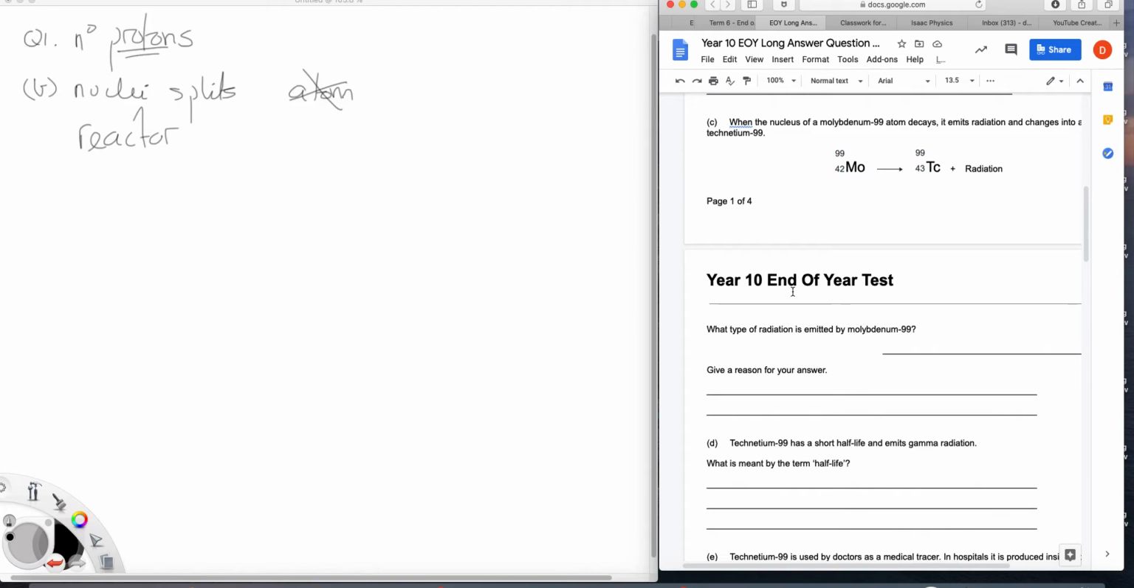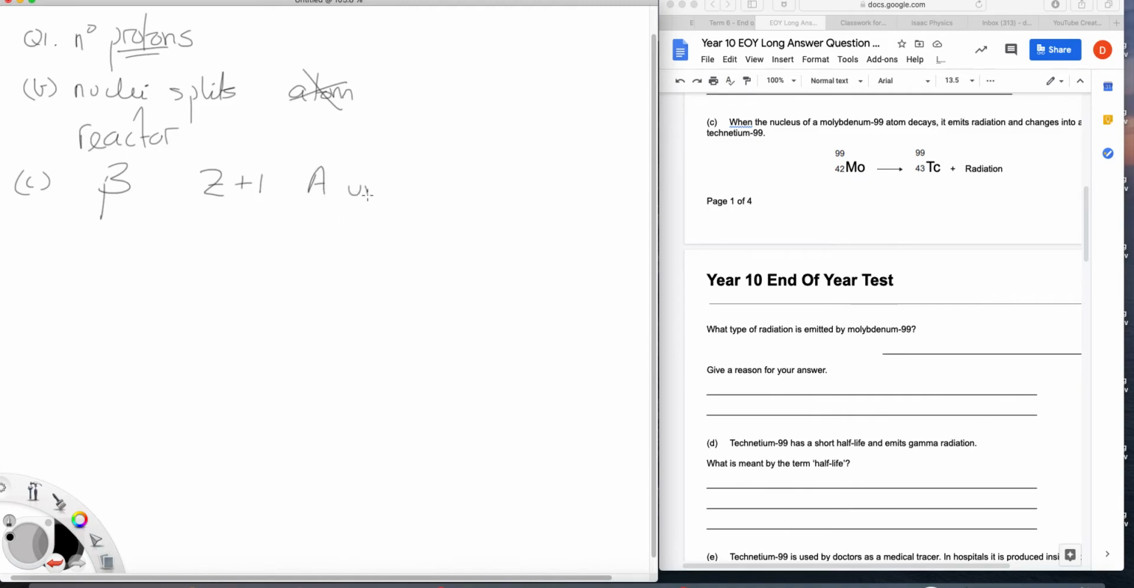And we're asked what kind of radiation? Well, we see that the mass number hasn't changed. So it could be beta, it could be gamma. But we see the atomic number has gone up by 1. Gamma doesn't do that, it's beta. So the answer here then is beta for part C. Because the atomic number goes up by 1 and the mass number is unchanged.